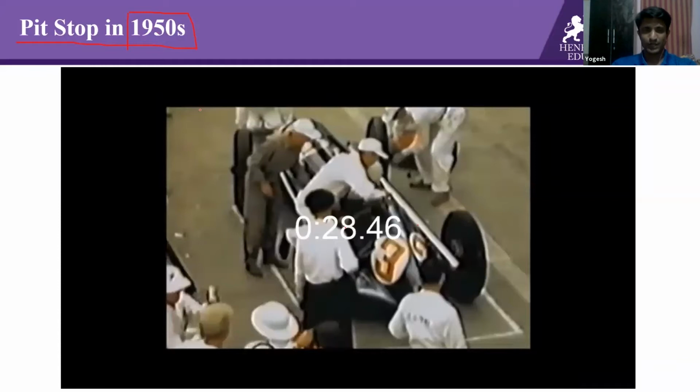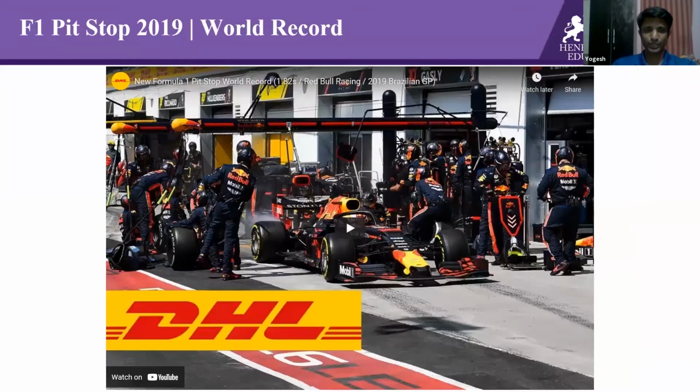But here is a change, guys. So we'll go to the next video. So there is an F1 race pit stop 2019 world record. There was a world record done by a Red Bull team. The Red Bull team is one of the participating teams in this F1 race, and they did a world record of 1.82 seconds. I know it is not even believable that they took 1.82 seconds only, right?